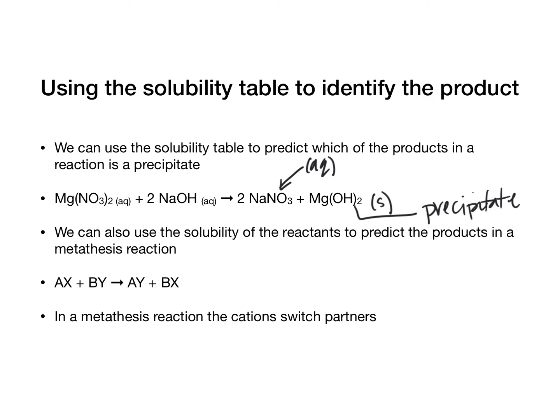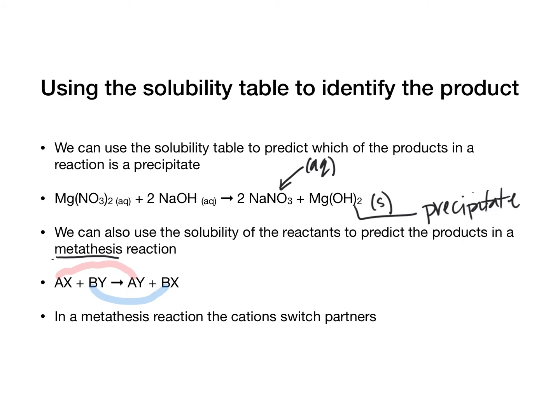And so shortly in this video, we will talk about why the aqueous solution is not a product. But we are going to use the solubility of the reactants to start to predict the products in a metathesis reaction. So metathesis is just a fancy word for an exchange of partners. So what we can see here, and I will use some components, is that AX is now with AY and B is now with BX.